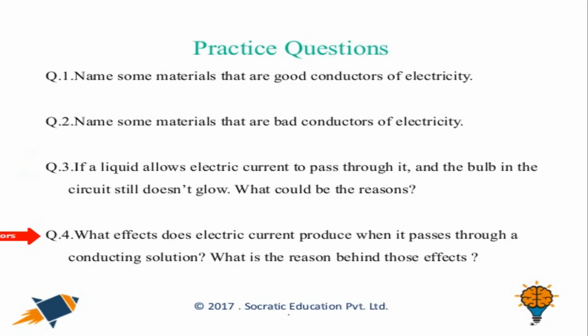Question 4. What effect does electric current produce when it passes through a conducting solution? The effect it produces is that a chemical reaction occurs inside the water when the electric current is passed through it. So there you might see some particles inside that solution. Our main effect is that the bulb glows. If you complete the circuit, the bulb glows.